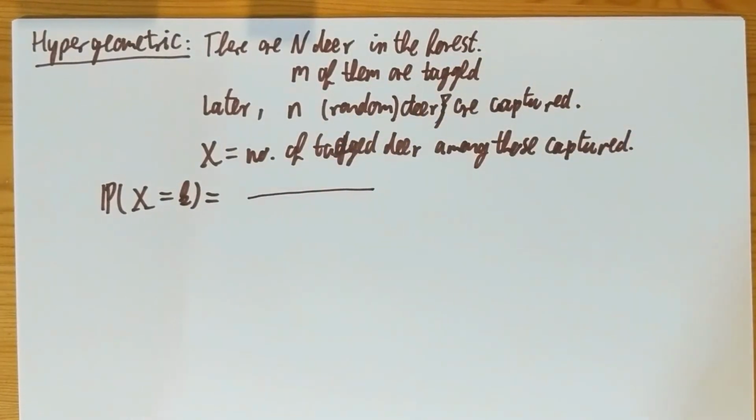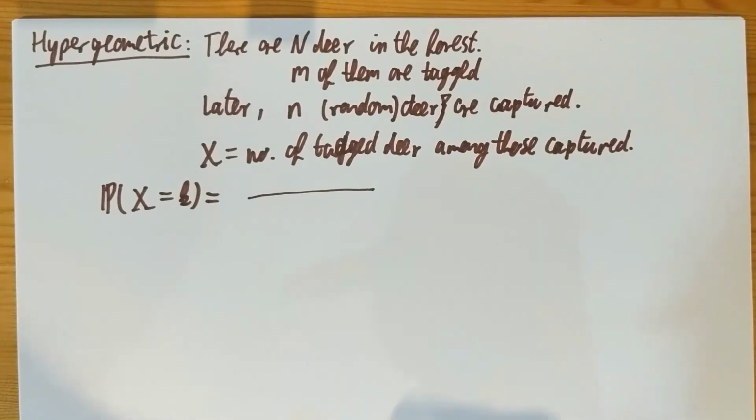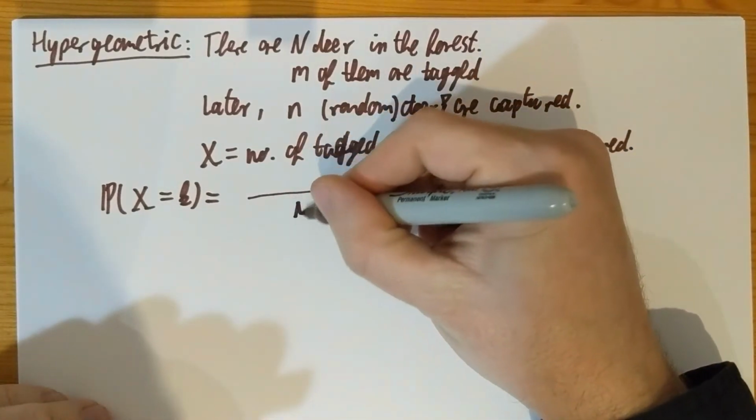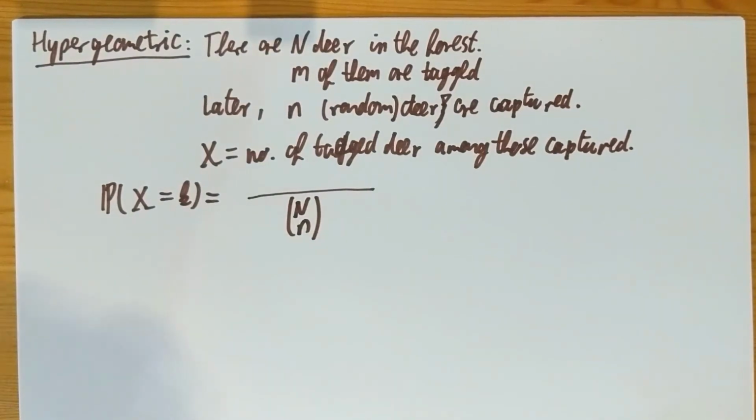Well, the sample space is that we're going to capture n individual deer. So I'm going to say that the sample space is n combinations of capital N deer, and there are capital N choose little n many of those. This is all the possibilities to capture n deer out of capital N with no respect of tagging whatsoever.